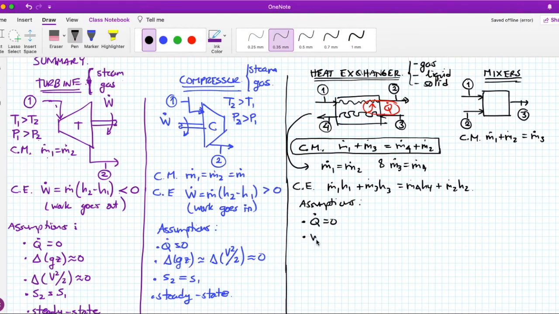Well, okay, now another one. You don't have any mechanical power there. This thing is not turning any shaft or something, so there is no work. You can also neglect changes in potential energy and kinetic energy. These are equal to zero. And also we are working in steady state.